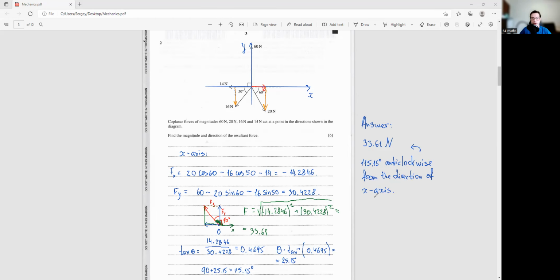Now, whenever you have a question about the direction of the force, it's totally up to you which angle you choose, unless you specify clearly that in your final answer. So for example, you could have calculated the angle between the y-axis and the resultant force, which was going to be just 25.15. In that case, you should have said 25.15 degrees anti-clockwise from the direction of the y-axis. So that is also possible. Okay, time for the next question.